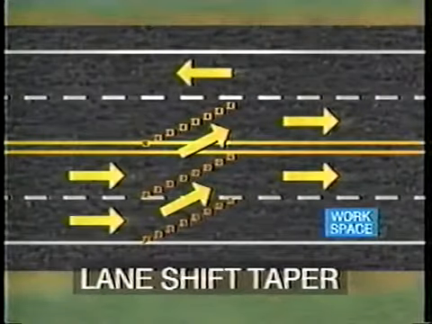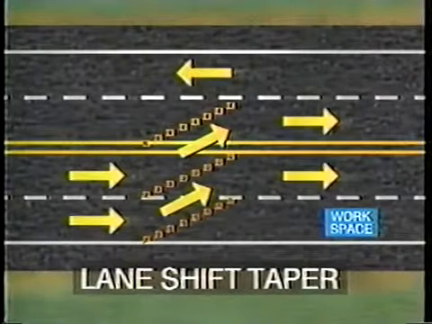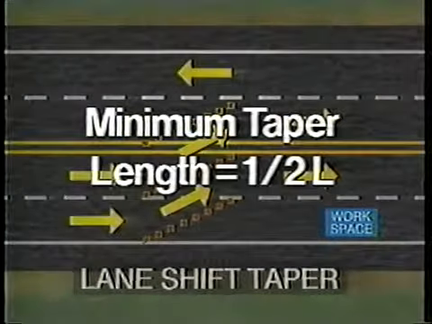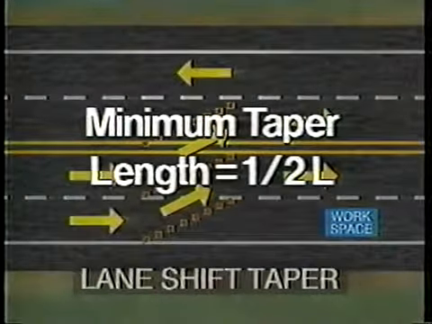The lane shift taper is used when traffic is only being shifted and no merge is required. Therefore, the taper does not have to be as long as a merging taper. The minimum taper length is 1/2 L, where L is the computed length of a merging taper for the given posted speed and width of the lane shift.